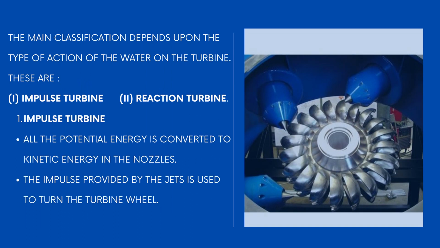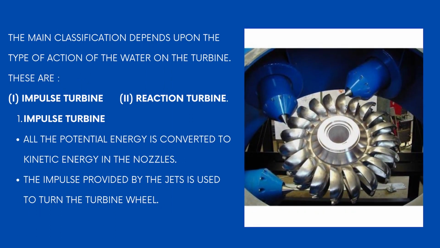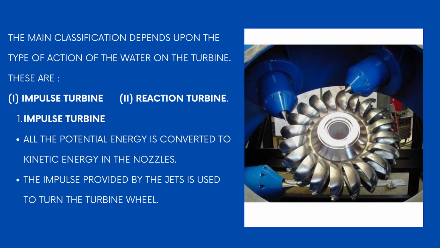Now, I will give you a brief introduction about the classification of turbines. I have talked about it just now, but here let us talk about the major classification of turbines. The main classification depends upon the main type of action of water on the turbine. They are impulse turbine and reaction turbine.